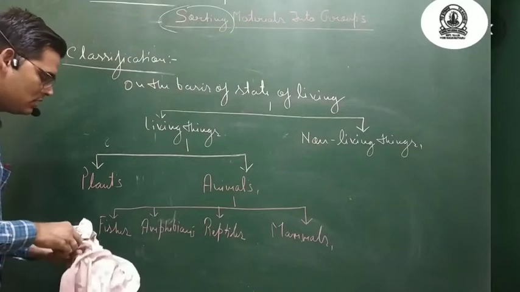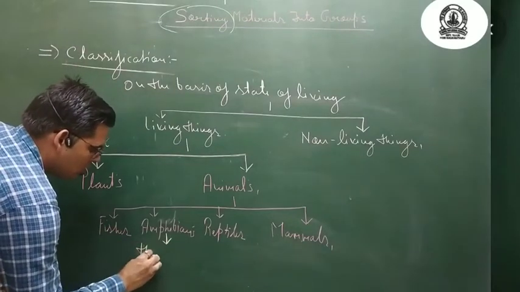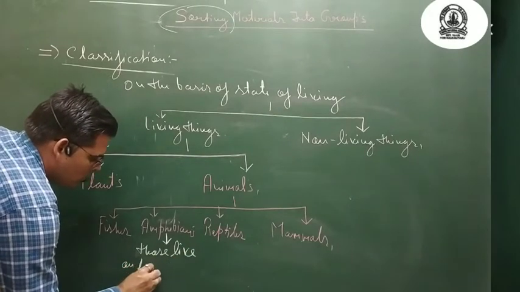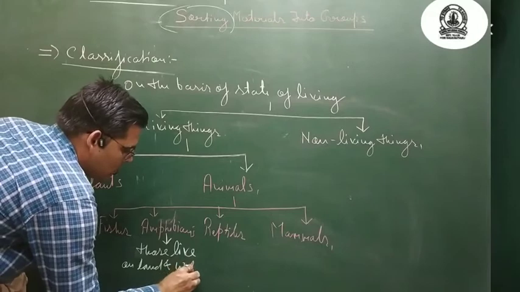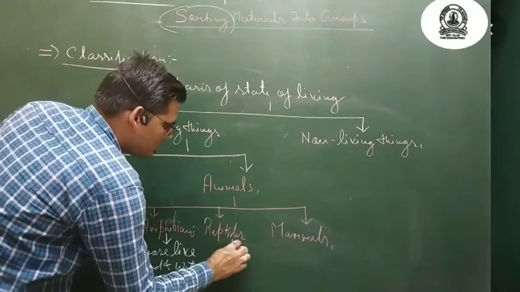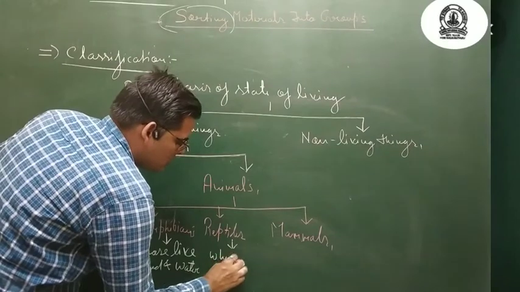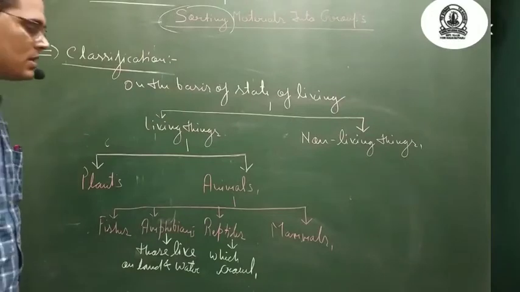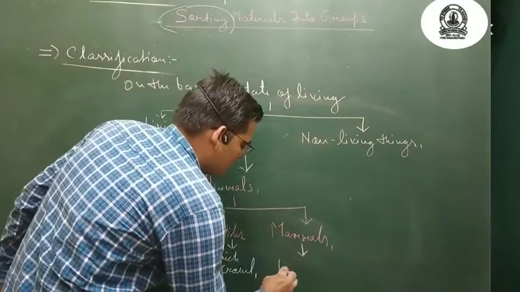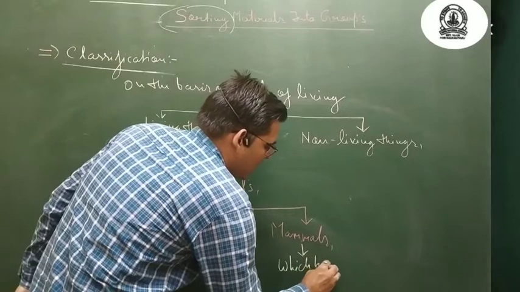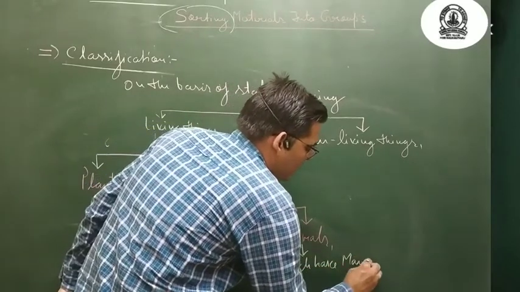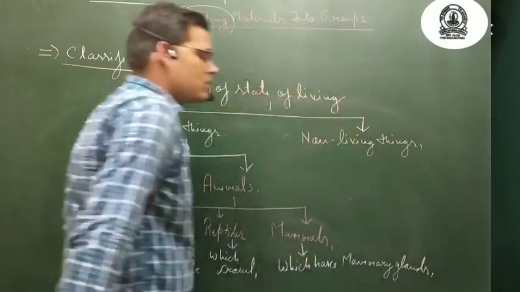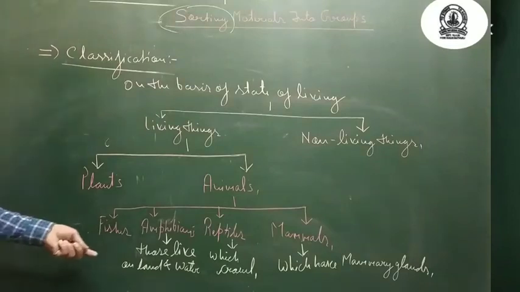What are amphibians? Those animals which live on land and water. What are reptiles? Those animals which crawl on land. And what are mammals? Those animals which have mammary glands. So in this way, beta, animals can be further classified.